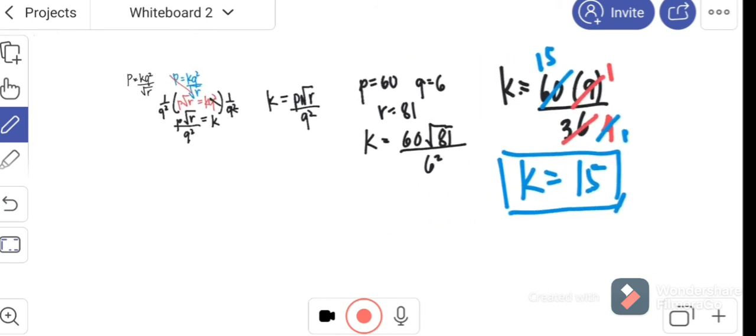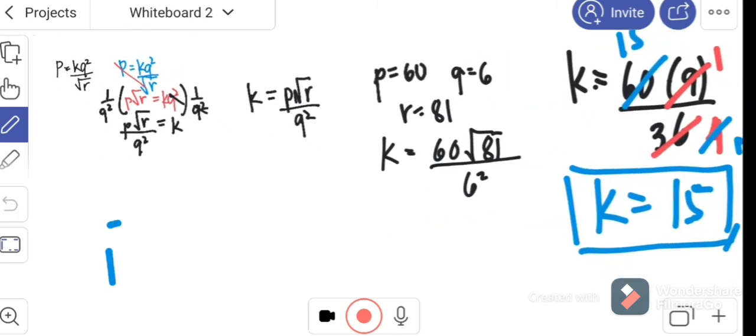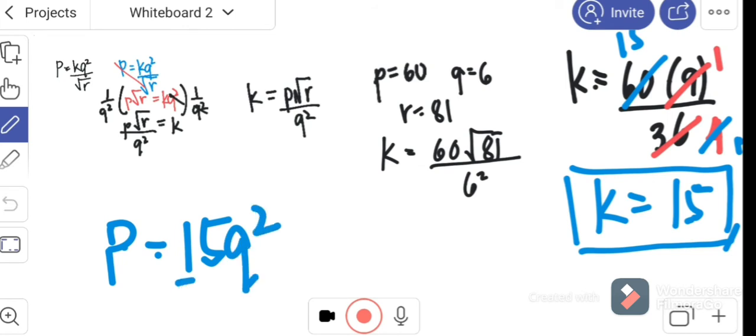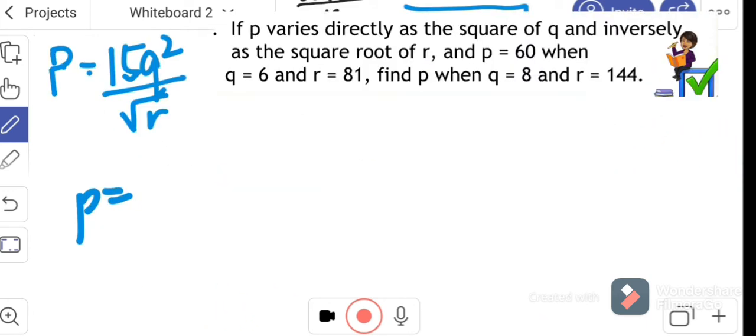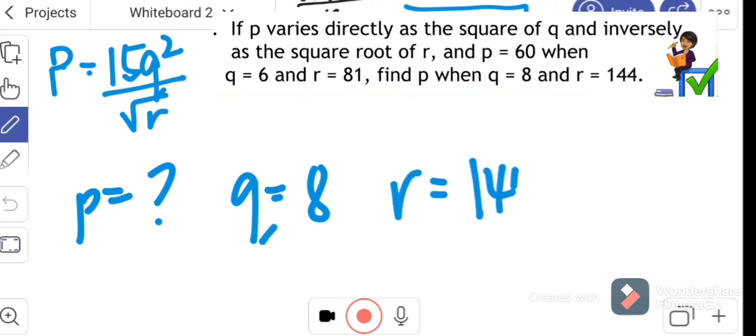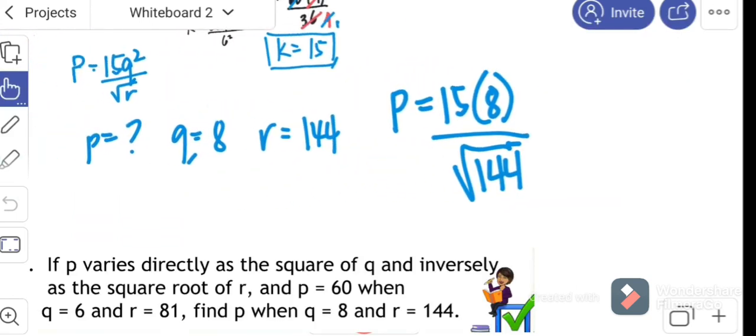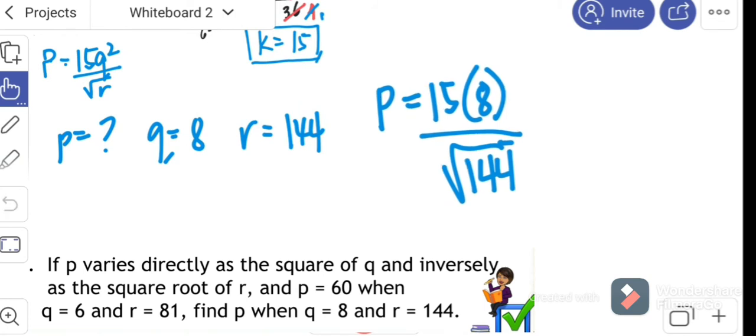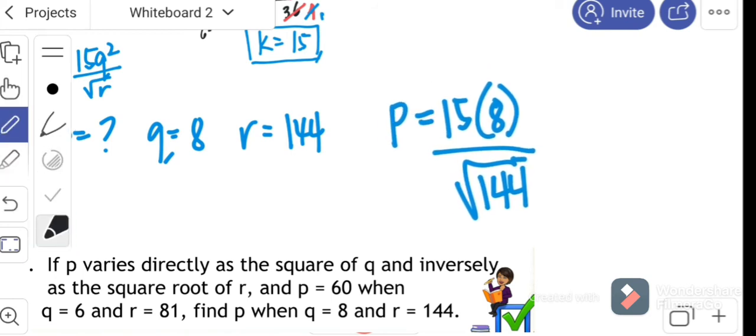Now let's change the equation. That would be P is equal to 15 Q squared over the square root of R. Okay, we're going to look for P when Q is equal to 8 and R is equal to 144. Now we substitute. We have P is equal to 15 times 8 squared. Let's not forget the squared. Over the square root of 144. Then we simplify.